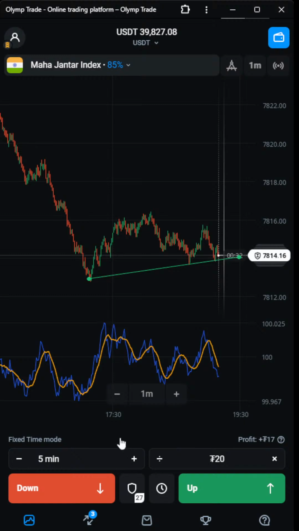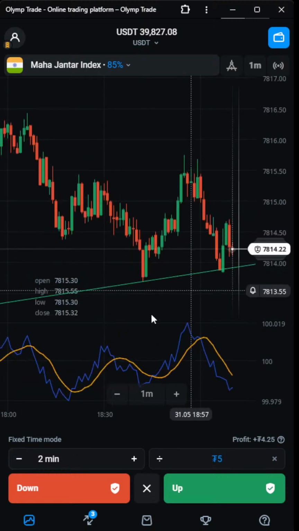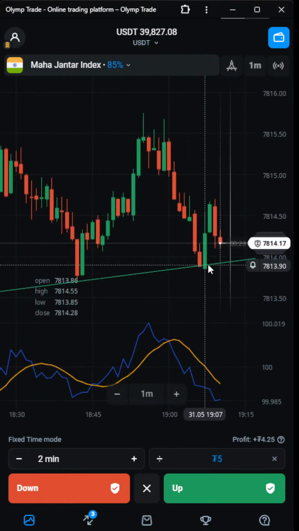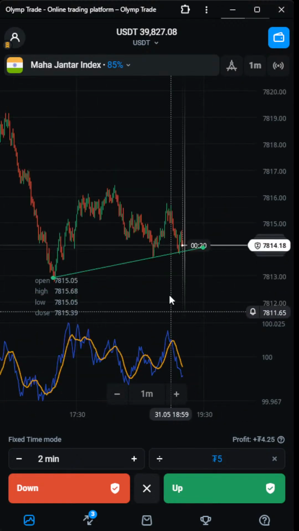Let's take one risk-free trade. I have some risk-free trades available for a couple of minutes. But do we have a signal in here? We had one at that moment, but now the candle formation is red. We missed the signal.